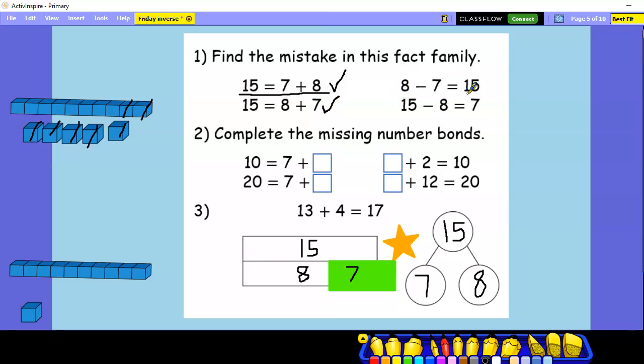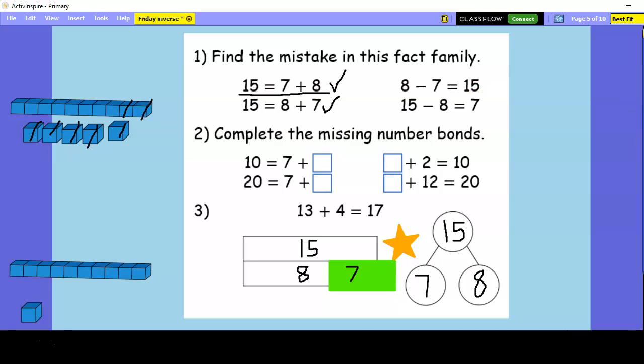8 take away 7 equals 15. Right, I might just check that because I'm not sure. Doesn't sound correct, does it? It's got the same 3 numbers, but what is wrong with this one? When we do a takeaway, which number should be at the beginning? The whole or one of the parts? It should be the whole, shouldn't it? And you'll know it's the whole because it'll be the biggest number.